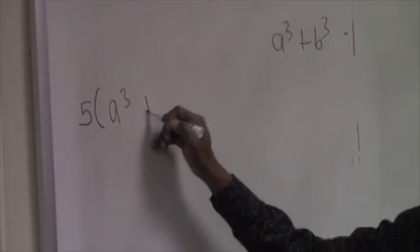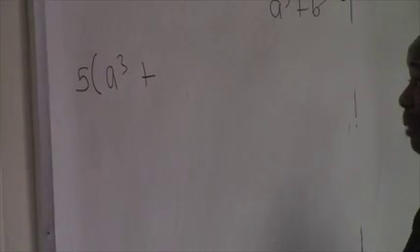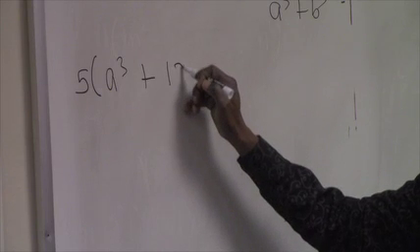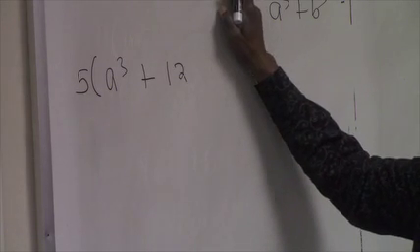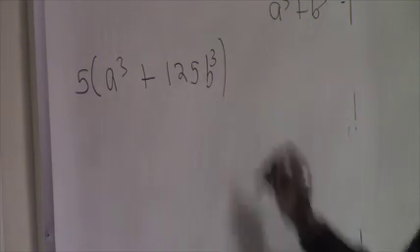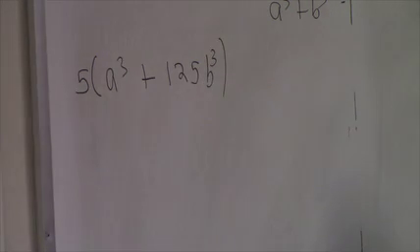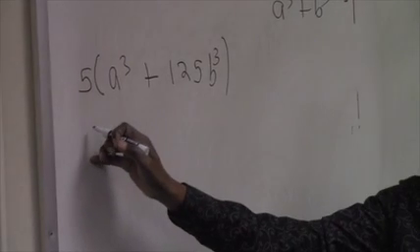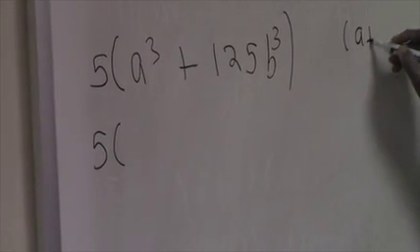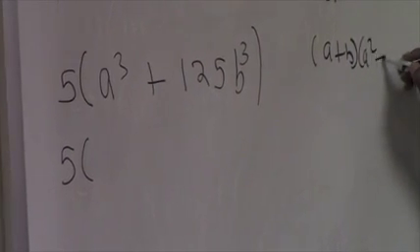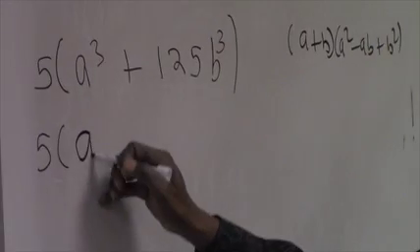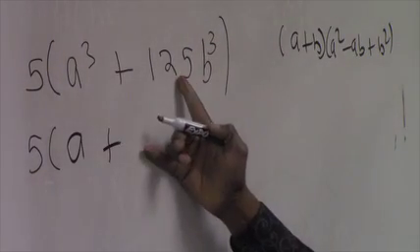5a cubed plus, if we divide 625 by 5, we get 125b cubed. Now, we know that 125 is a perfect cube. So we have a situation of the sum of cubes, which factors into a plus b, a squared minus ab plus b squared. So the cube root of a cubed is a, plus the cube root of 125 is 5, and the cube root of b cubed is b.